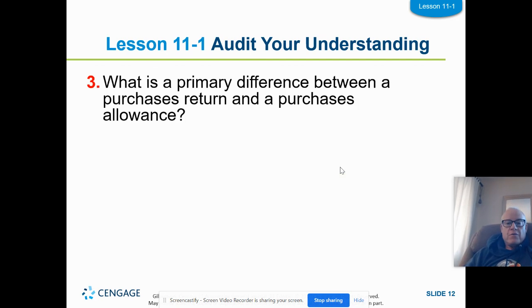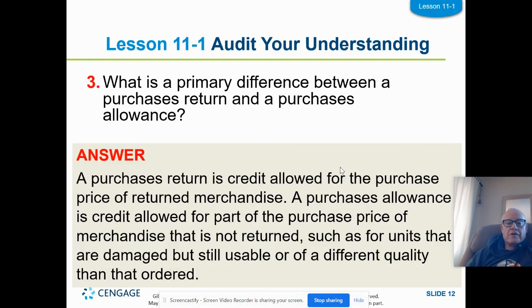What is the primary difference between a purchaser's return and a purchaser's allowance, which we just talked about? Purchaser's return is you actually returned it. Purchaser's allowance is they're giving you some adjustment to your account. They don't want it back. It's either bad, damaged, too much, whatever. They just don't want it back. You just keep it, and they'll record the difference.